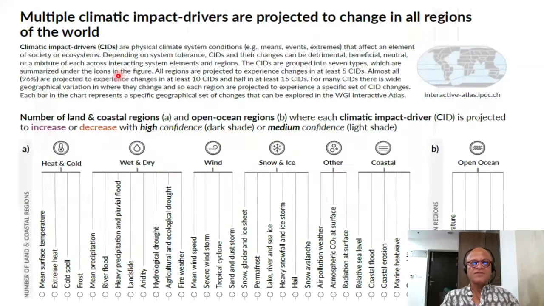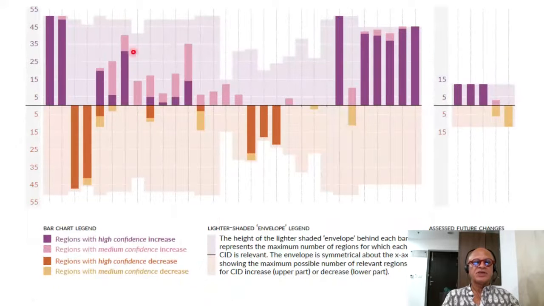So this is one figure. I chopped it off because it's hard to include it in one slide. So these are the ones that go on top here. So you have to go back and look at this from the Summary for Policymakers in the AR6 report.